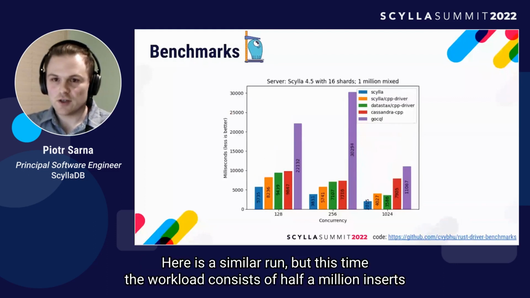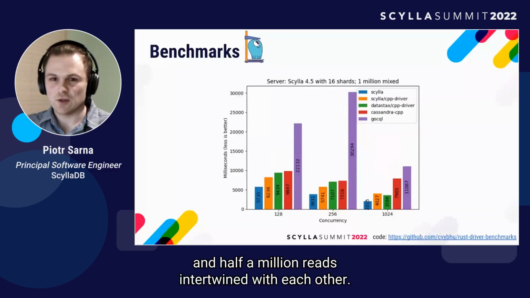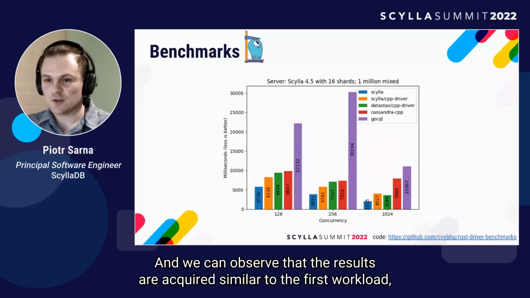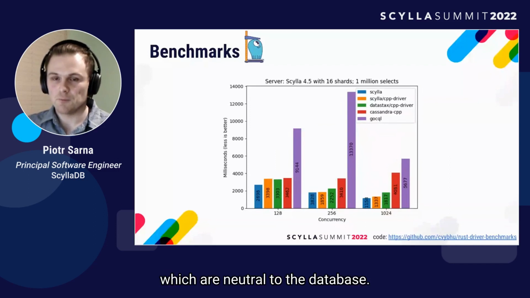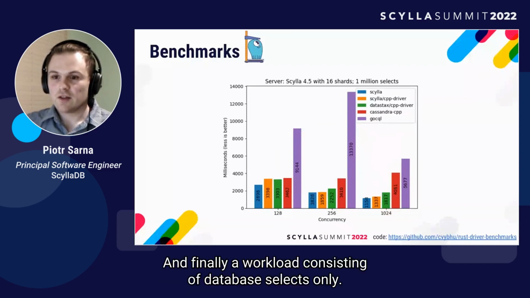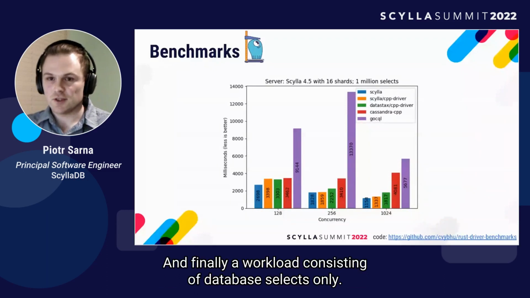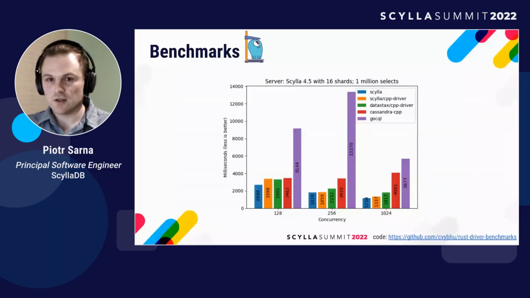Here is a similar run, but this time the workload consists of 500,000 inserts and 500,000 reads intertwined with each other. And we can observe that the results are quite similar to the first workload, which only wrote to the database. And finally, a workload consisting of database selects only.